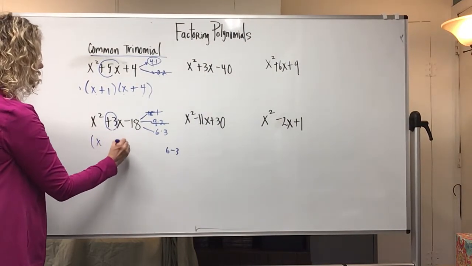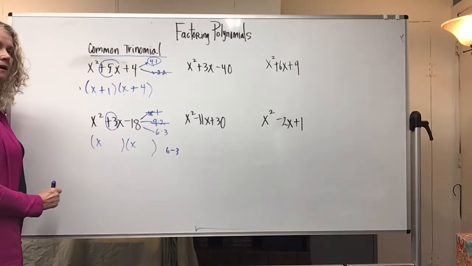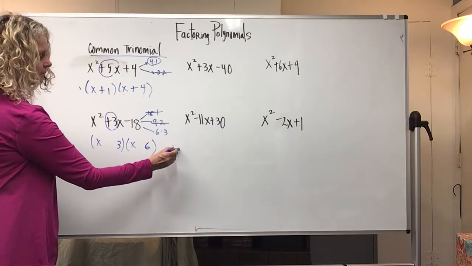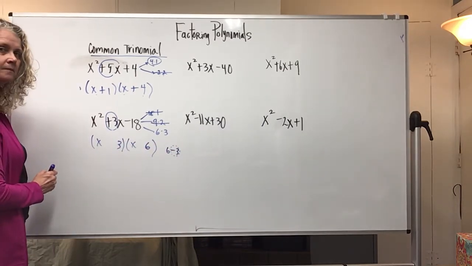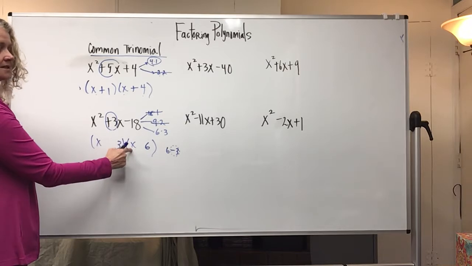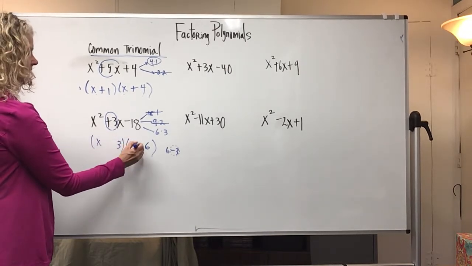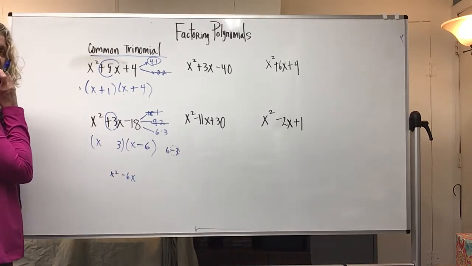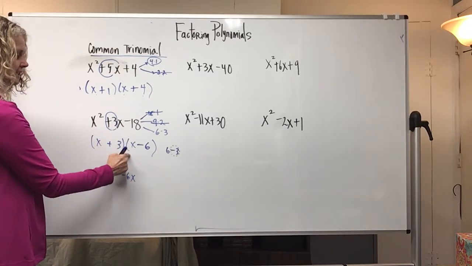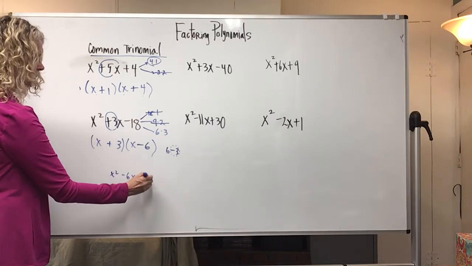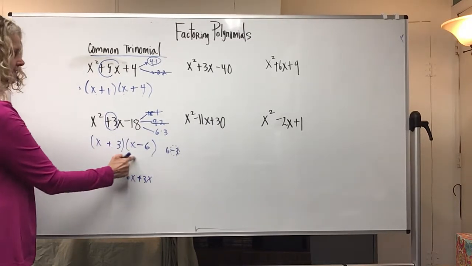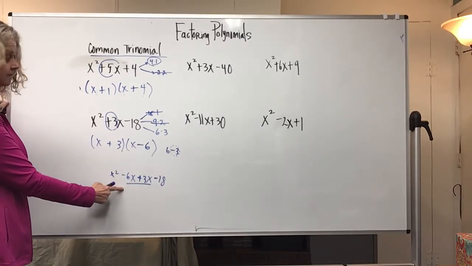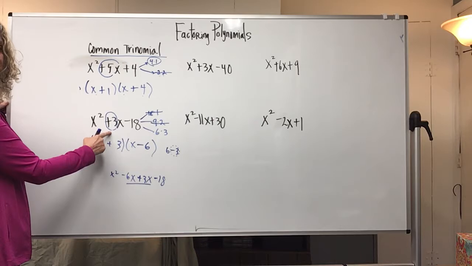So we're going to set this up, and then we're going to put the 6 and the 3. Now notice we have to make sure when we FOIL we get a negative 18. So x times x is x squared. x times negative 6 is negative 6x. Positive 3 times x is positive 3x. 3 times negative 6 is negative 18. Now notice in this case a negative 6 plus 3 is negative 3, not a positive 3.